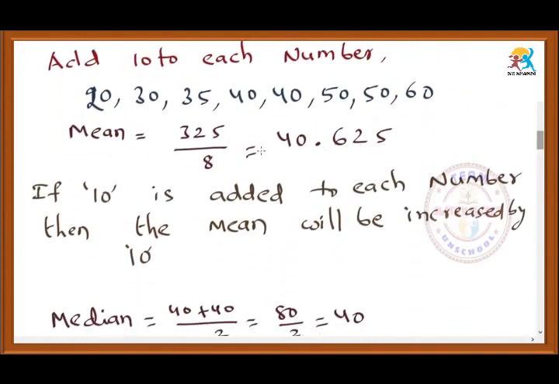I have added 10 to each number, but you can also subtract, multiply, or divide. Then you have to check what will happen to the mode, mean, and median. You have to check that. You can add the same 10, subtract, multiply, or divide, like that. And we go through one more example.